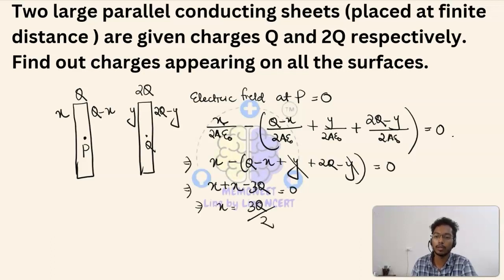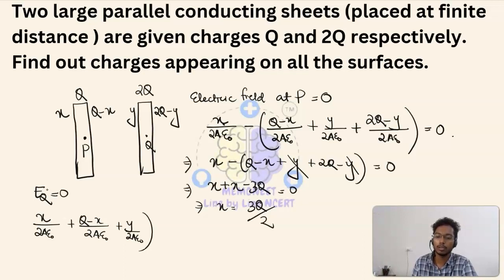Okay, x will be equal to 3q upon 2. Like that we can find the value of y also. So point q is also 0, so we can write q upon 2a epsilon naught plus q minus x upon 2a epsilon naught plus y upon 2a epsilon naught. This minus of 2q minus y upon 2a epsilon naught will be equal to 0.